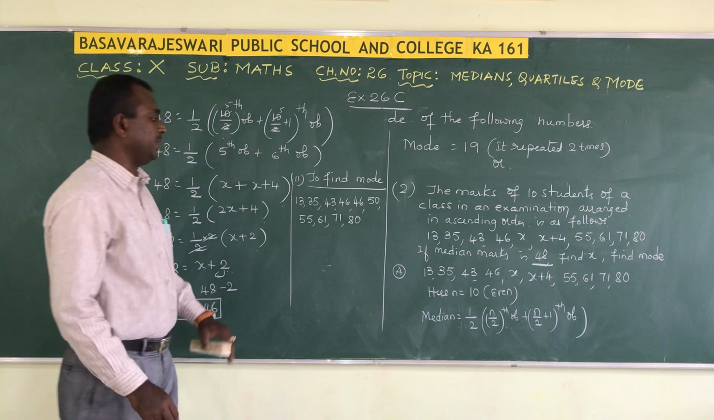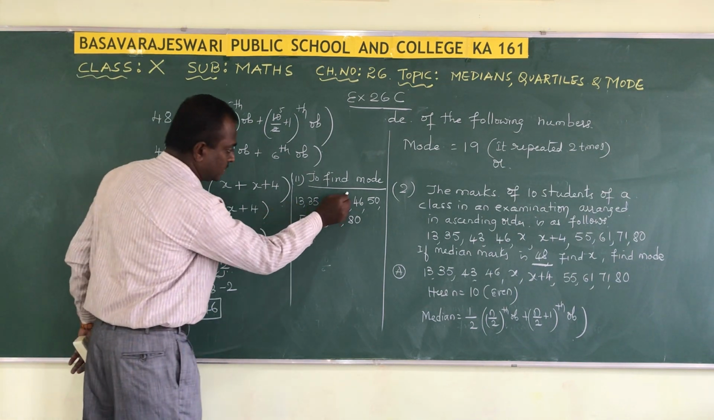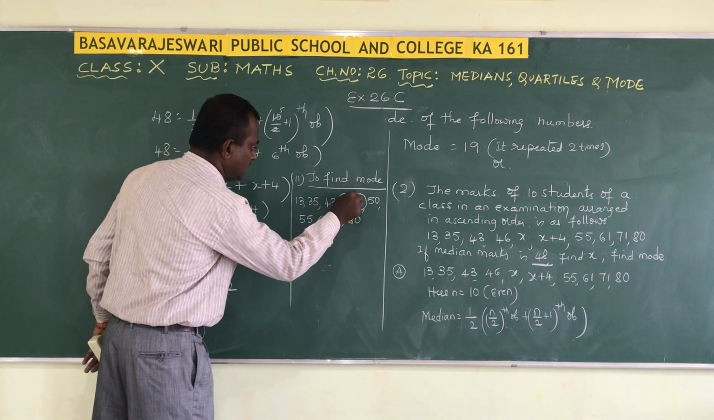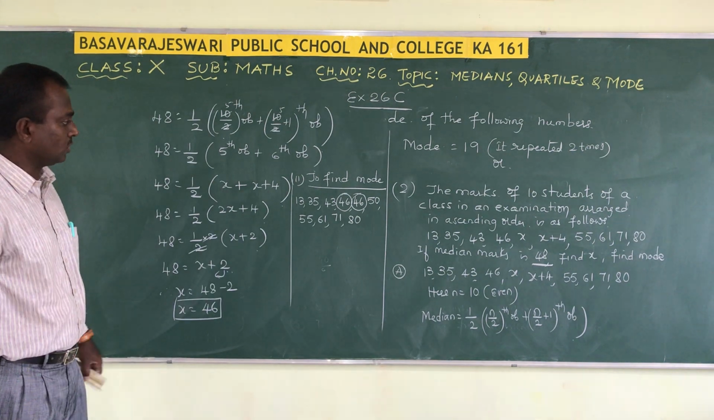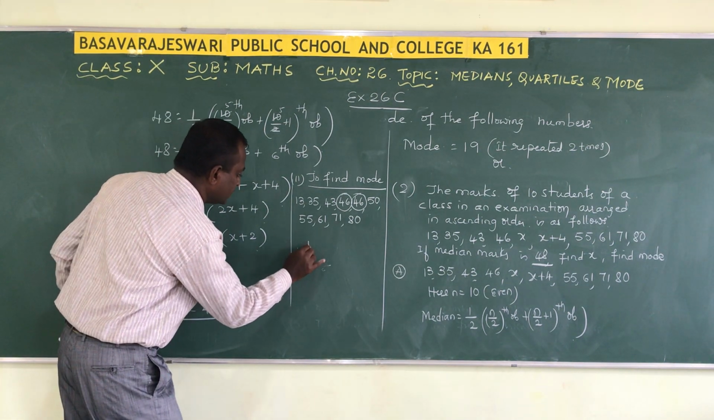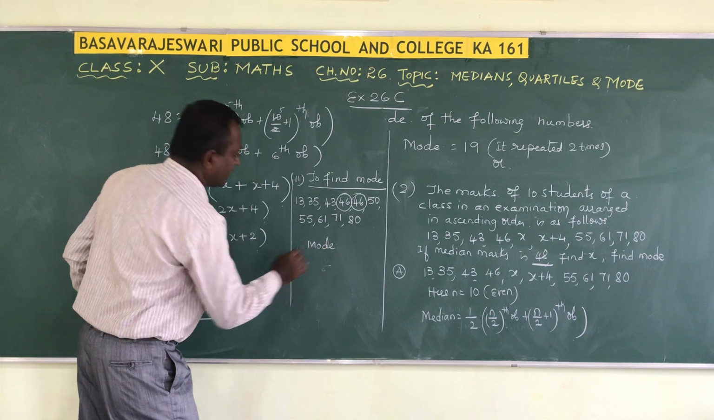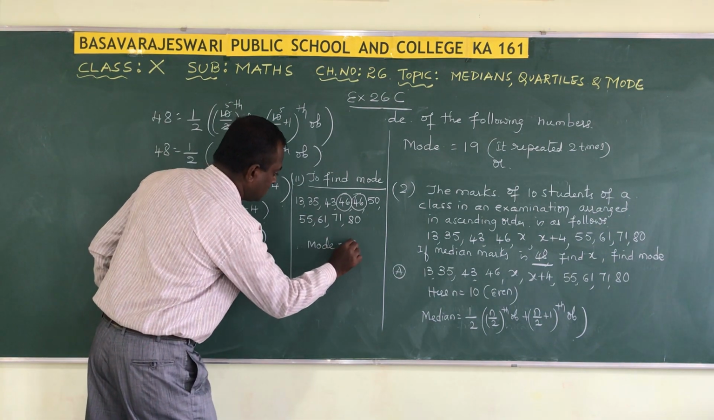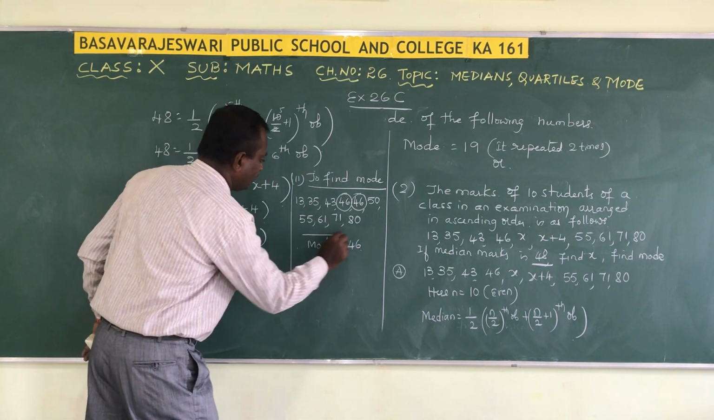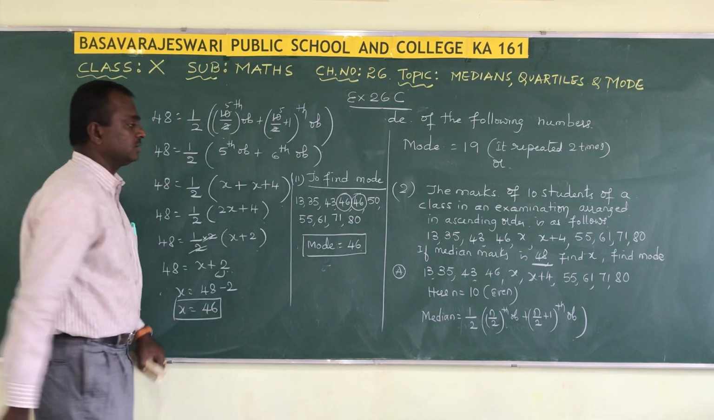Here, which is the more repeated score? 46 is the more repeated score. Therefore what do you have to write? Mode is equal to 46. The more repeated score is 46. Therefore mode is equal to 46.